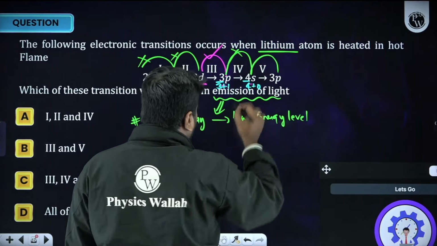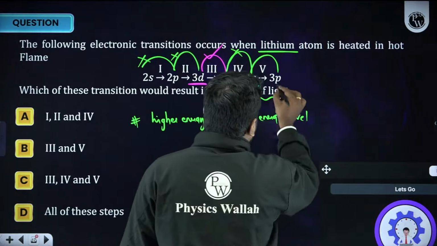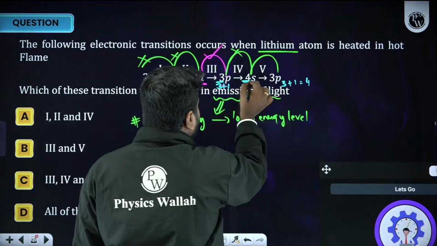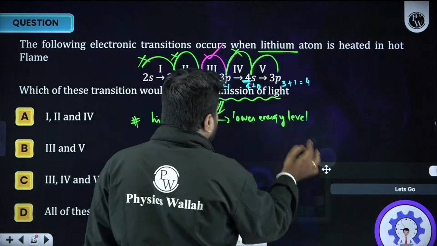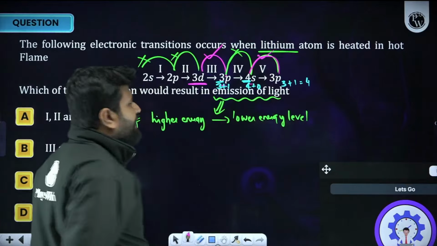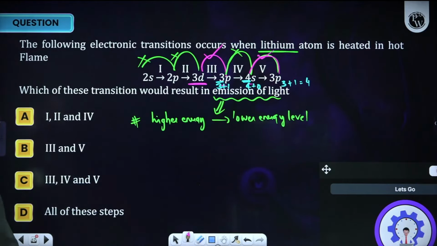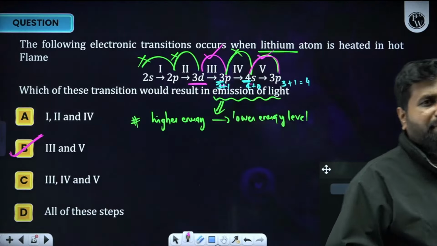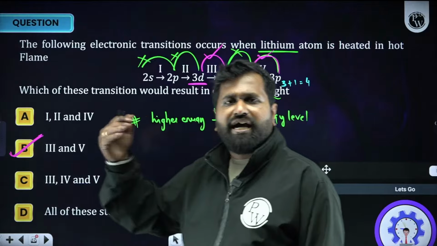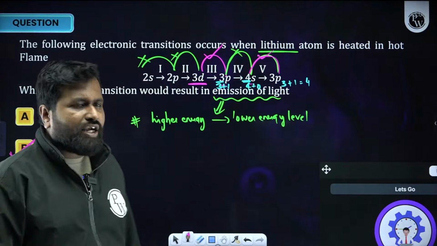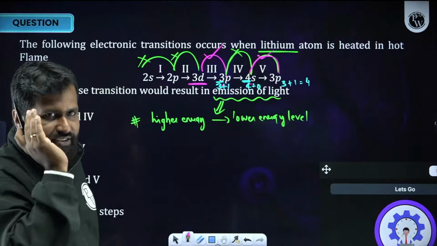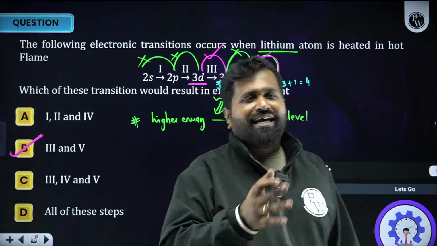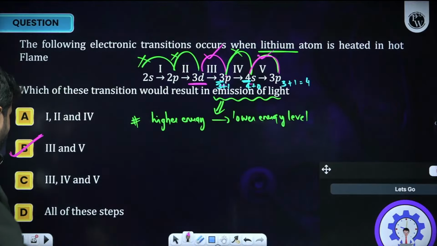4s to 3p, what exactly are we getting? n plus l value, 3 plus 1, once again I am getting 4. But according to the principal quantum number, this is the higher energy level. So higher energy level to lower energy level, emission of light will take place. So 3 and 5, option B is the correct answer. The simple thing we need to remember is whenever transition is happening from a higher energy level to a lower energy level, automatically emission of light will take place. Just now you people are getting an idea. Directly they won't ask which is higher energy, lower energy. It is an indirect way of framing a question.